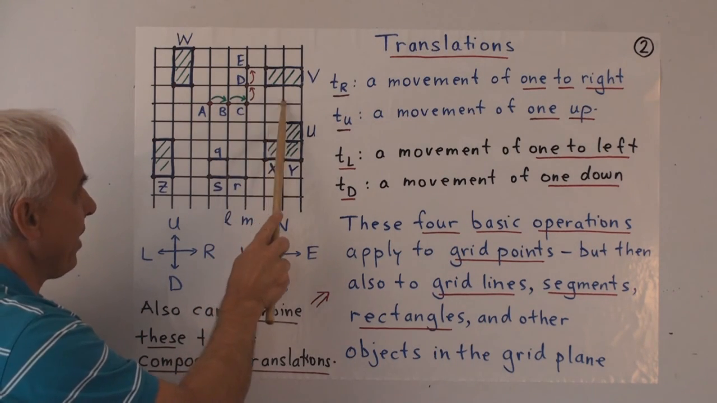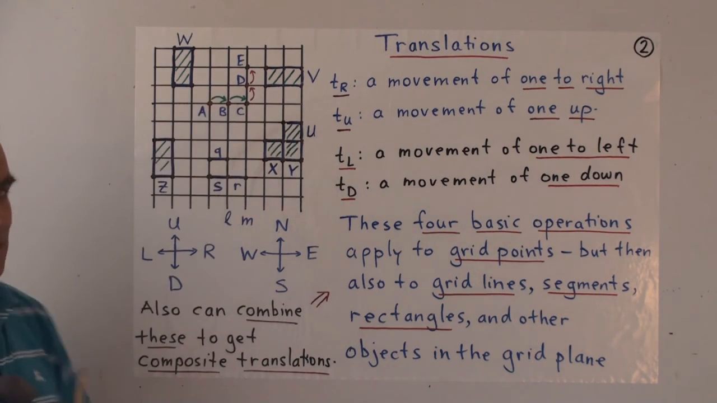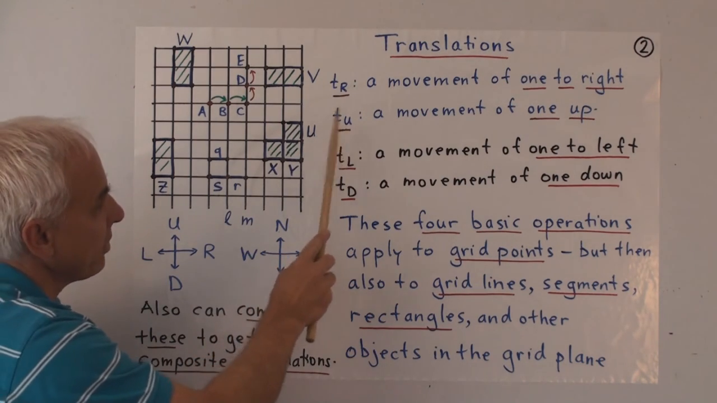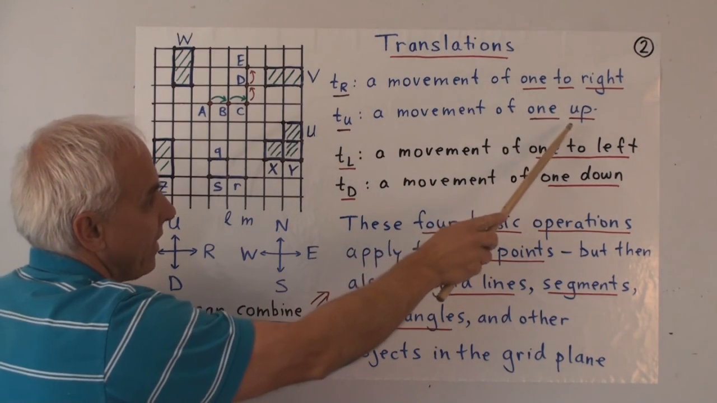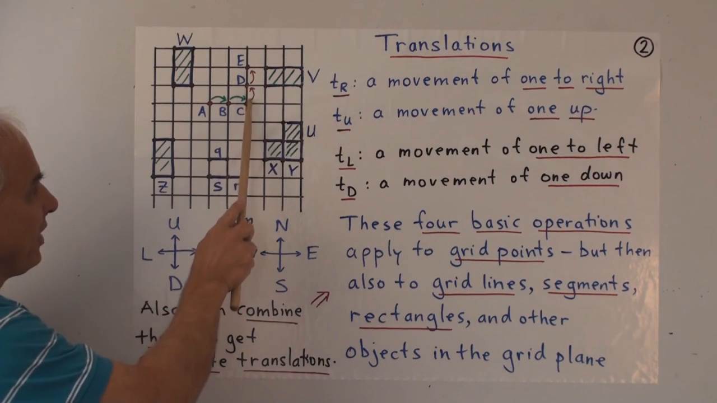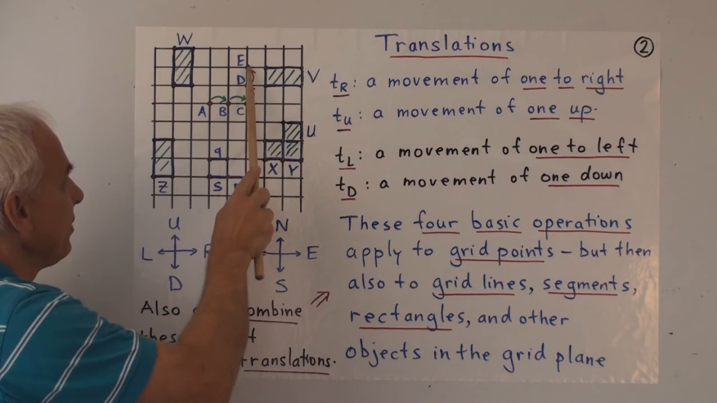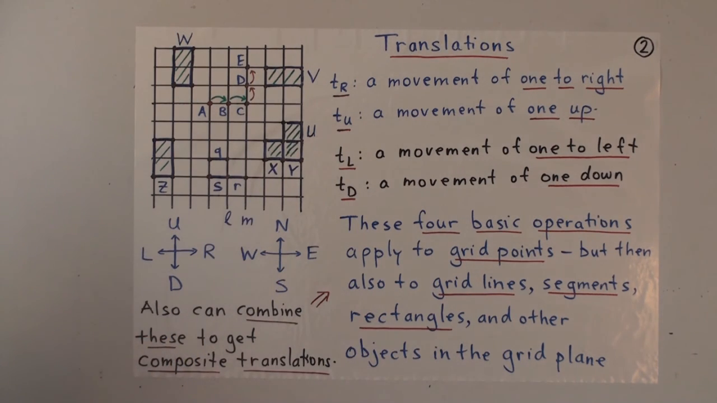We could keep applying a translation T sub r, and we would be moving 1 step to the right each time. T sub u represents a movement of 1 up. So from here to here, from C to D, that's T sub u. Or from D to E, that's also T sub u.